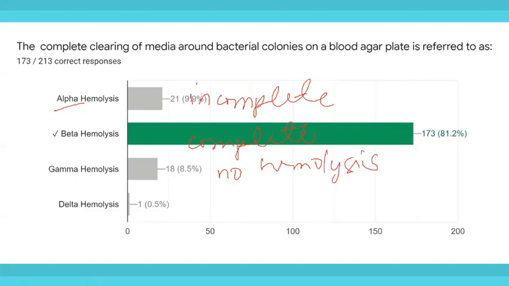One useful mnemonic here is that alpha sounds like almost, so incomplete hemolysis. Beta is best. Gamma is garbage.